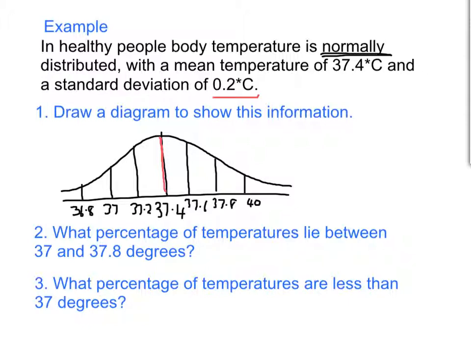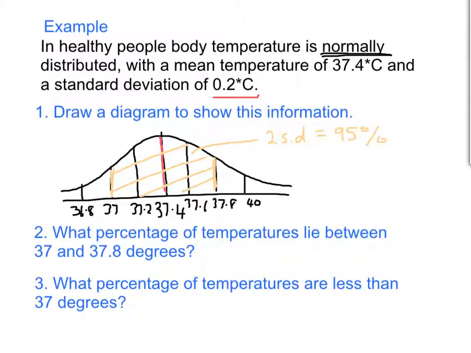And the question is, what percentage of temperatures lie between 37 and 38? So that shaded area is 37 there and 37.8. So that's 2 standard deviations. And we know from those measurements we took before, if we have 2 standard deviations each side of the mean, there's a 95% probability. So 95% of temperatures lie between that.